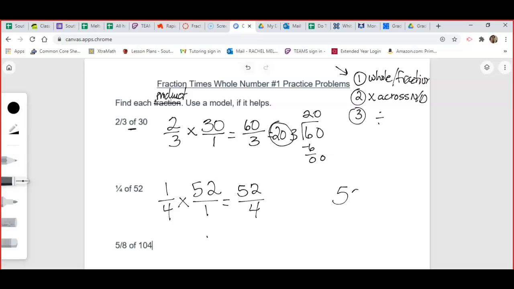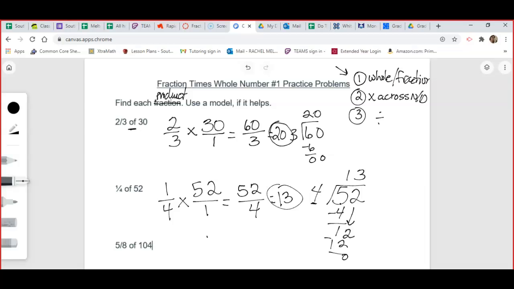Alright, so I may not know 52 divided by 4 off the top of my head, so I need to figure it out. How many groups of 4 go into 5? 1. So if I take away the 4, I now have 12. So how many 4s go into 12? 3. Okay, so my answer here is 13.